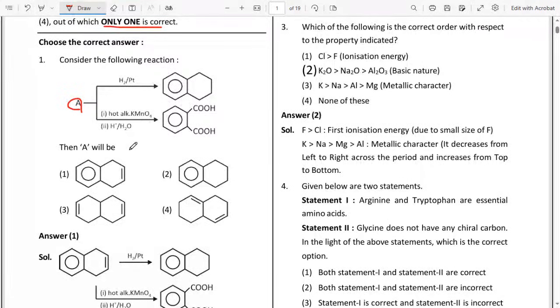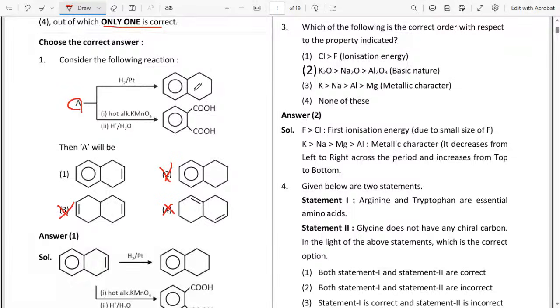Then A will be, dear students, see, the reduction, that is hydrogenolysis, can be done for this. Here there is no double bond, so this is not the correct answer, right? Here there is no aromatic ring, but the answer is having this aromatic ring, so this is also not correct, so this is also not correct, and the remaining is A, where hydrogen and platinum hydrogenolysis adds hydrogen to this double bond to give this cyclohexane ring.